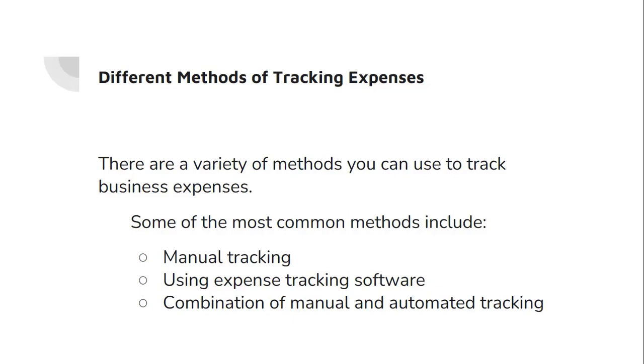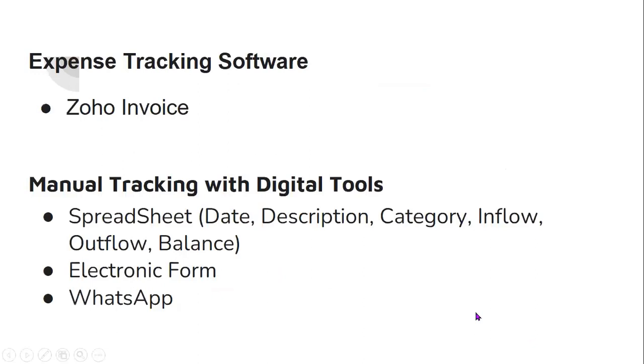I don't think it will be expensive; it will be very cheap compared to the price of other ones. But since we have a free version of Zoho Books, if you just want to track the expenses, go ahead and use free software to track expenses. And the third one is to use a combination of manual and automated tracking. You use the two together.